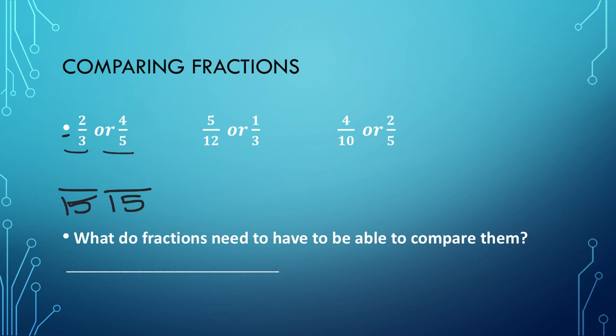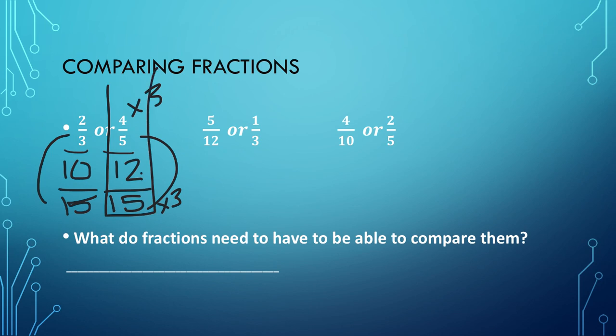Now, how did I get from 3 to 15? Well, I times that by 5. What I do to the bottom, I do to the top. So we took 3 times 5. We're going to take 2 times 5 and get 10/15. And then for our 4/5, we took 5 times 3 to get 15. What I do to the bottom, I do to the top. So we've got 4 times 3 to get 12/15. So now I can see, is 10/15 greater than 12/15? Nope. So our greater fraction is 4/5, or 12/15.